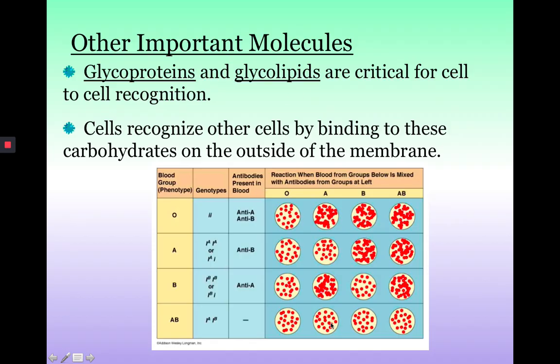There's no carbohydrate. Give me A. I have A. I recognize A. Give me B. I have B. I recognize B. Give me both A and B at the same time. That's who I am. I recognize that. I can accept all the blood.